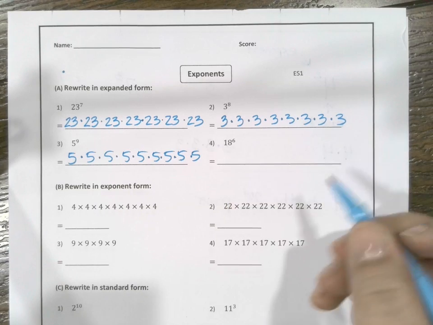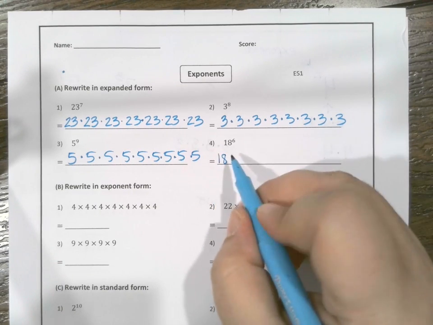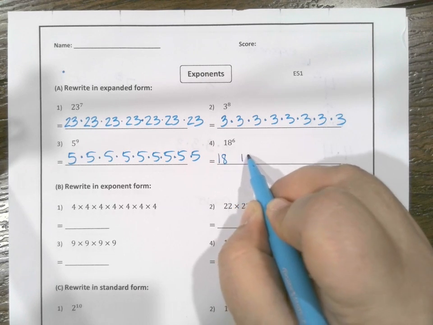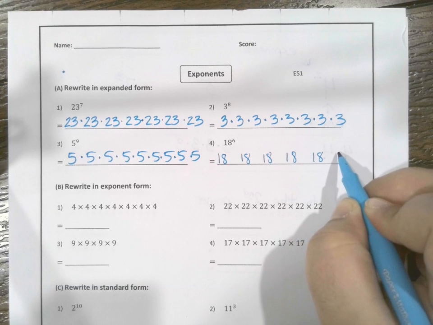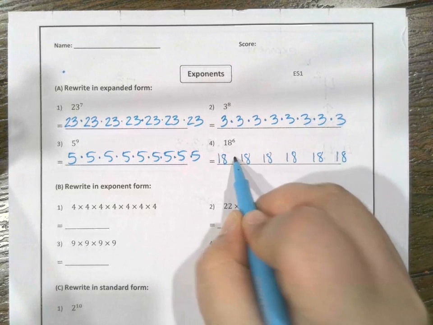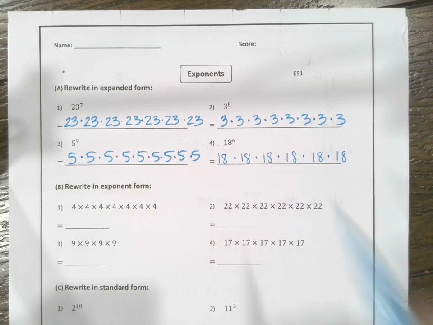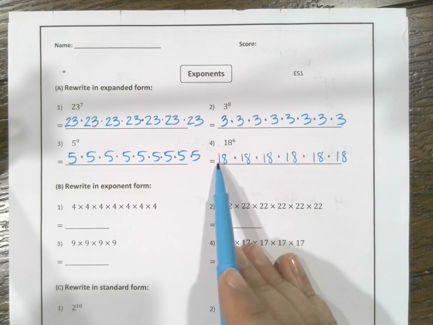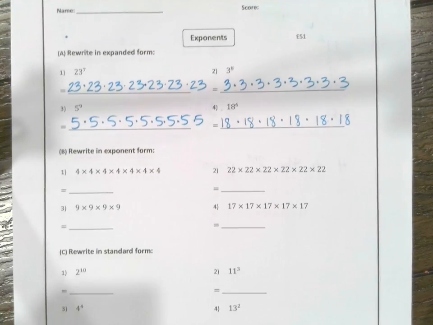And then 18 to the 6th power. So the number being multiplied is 18. 18. And then 6 times. So 1, 2, 3, 4, 5, and 6. And then put my dots. 1, 2, 3, 4, 5, 6. All right, we're good. Hopefully y'all find this pretty simple. Just remember the big number is the number being multiplied, and the little number is how many times you see that big number, that base number.